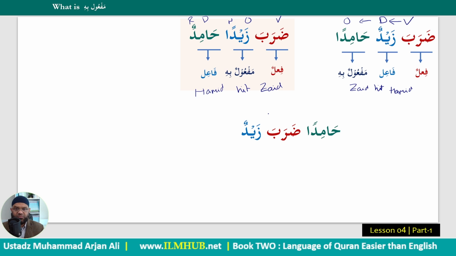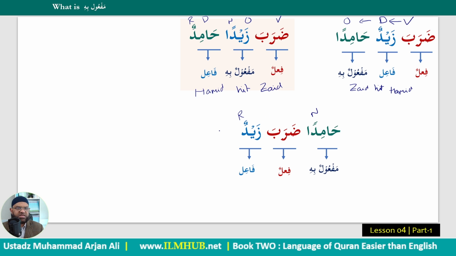But we have something even more here. If you look at this one, Hamidan, this is nasb. Zaidun, rafa. Daraba in the middle. Now, if you said that this is a jumla ismiya, you and I would be wrong. Why? Because in a jumla ismiya, the mubtada will come first, normally. But here we have Hamidan. Mubtada has to be rafa. This is nasb. So what is this? So in grammar we call this maf'ulun bihi, coming early. And then we have the verb fi'lun, and then we have the fa'ilun.